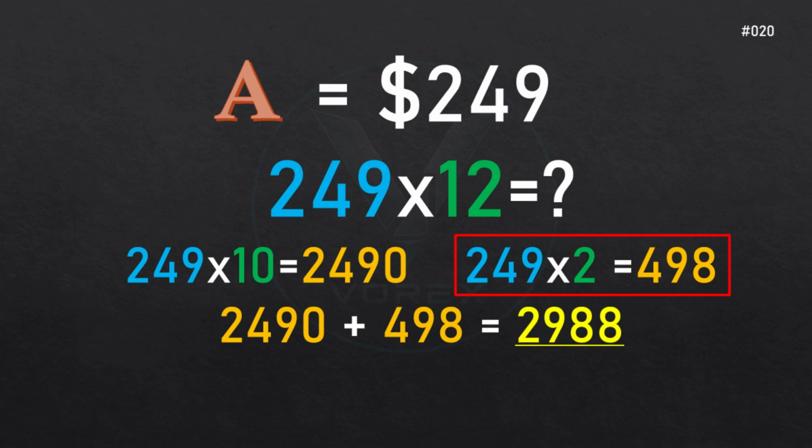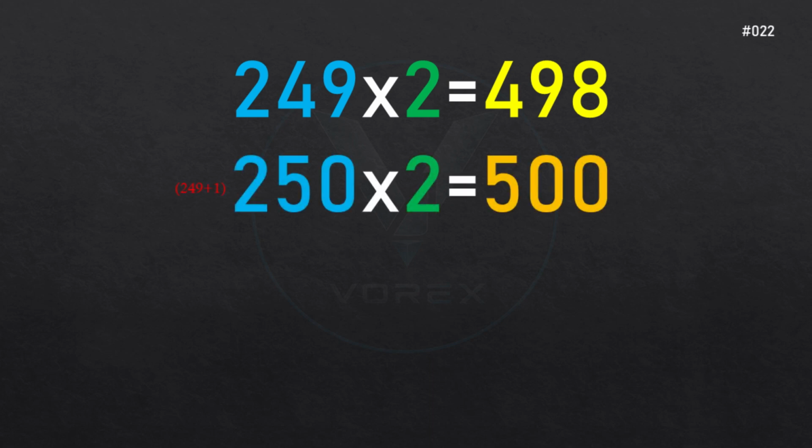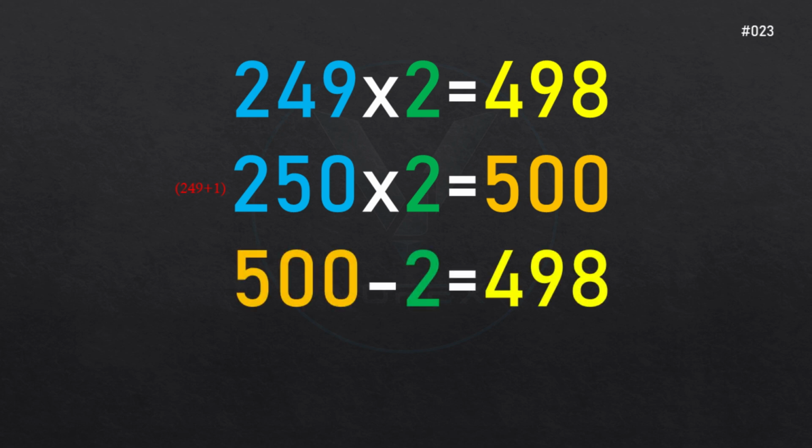There's actually a faster way to calculate 249 times 2 as well. Instead of thinking about 249, think of it as 250. Multiplying 250 by 2 is much quicker. The answer is 500. But remember, we added 1 to round the number up. So we also need to subtract that extra amount. 1 times 2 equals 2. 500 minus 2 equals 498. A small adjustment makes the calculation much easier.